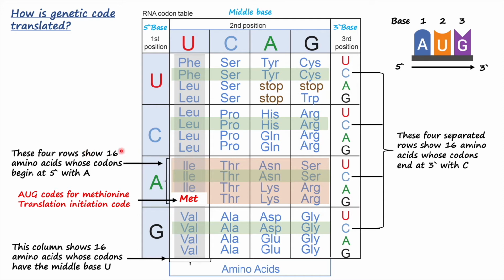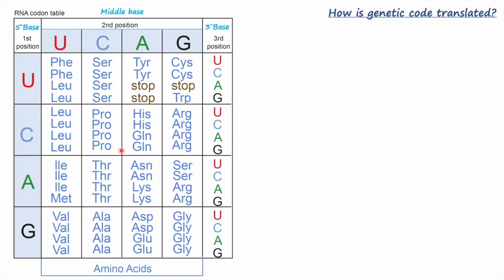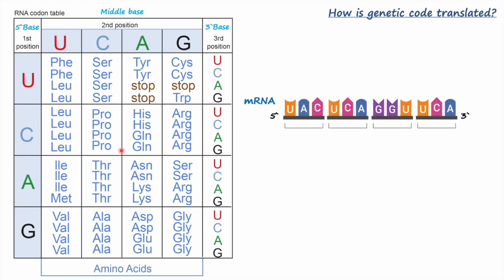So understanding this RNA codon table is very important, so that you can anytime translate the genetic code into an amino acid sequence. So let's just quickly do some practice. Suppose here we have mRNA, and here we have codons. These are the triplets, and combinations of these triplets are codons. So let's now decode these codons to determine their amino acid sequence.